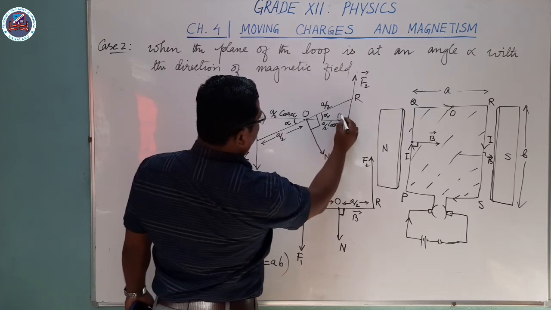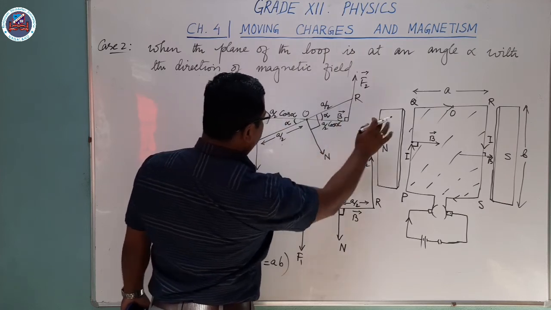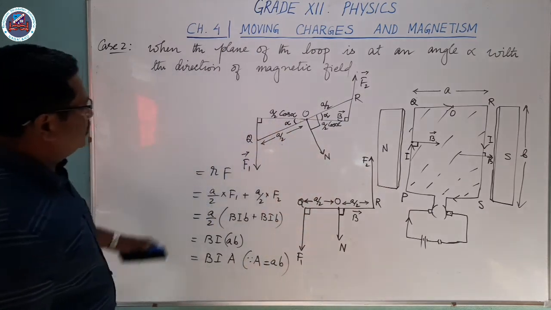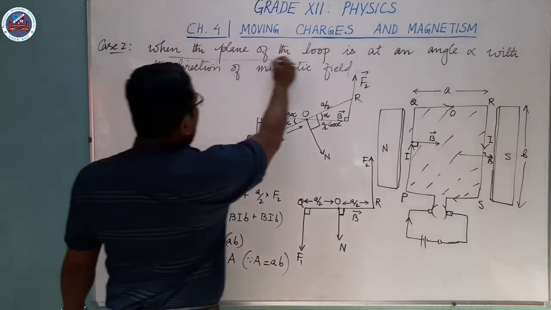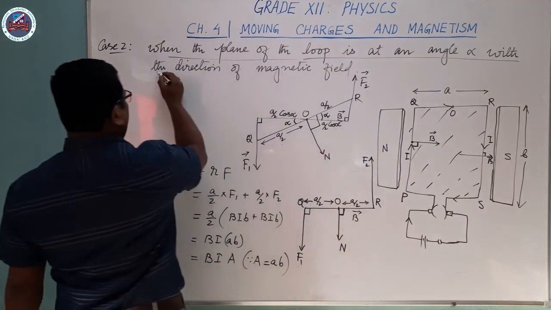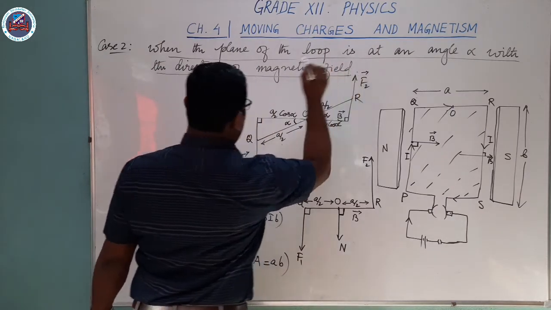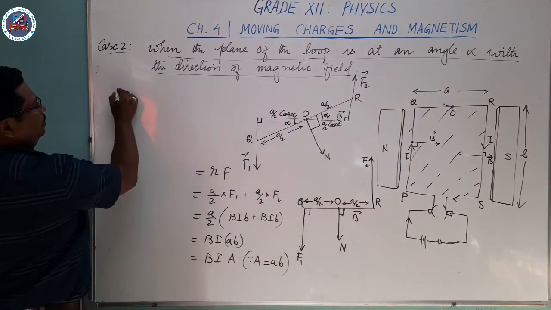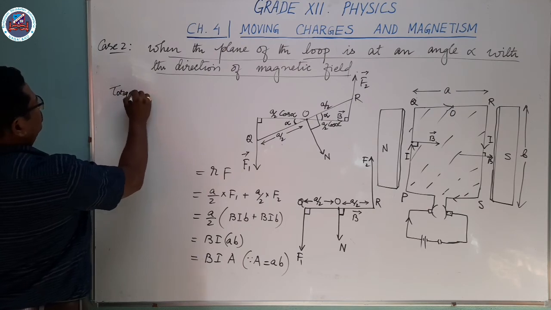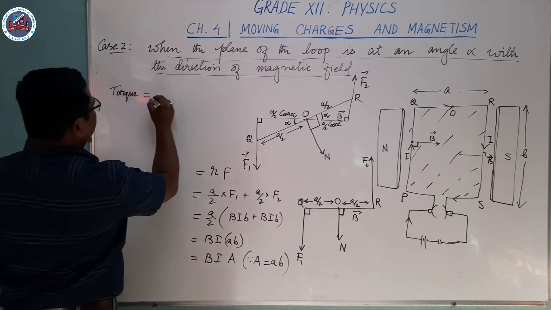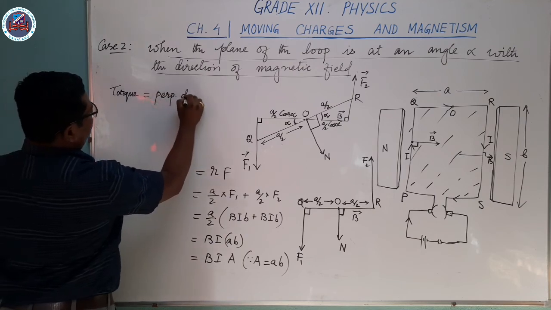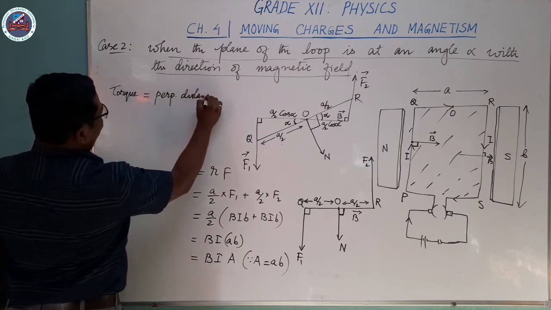This is the direction of magnetic field. It is still the same. So the perpendicular distance you can find like this. When the plane of the loop is at an angle alpha, or theta also you can take, with the direction of the magnetic field, in this case the torque is equal to force into perpendicular distance, or perpendicular distance into force.